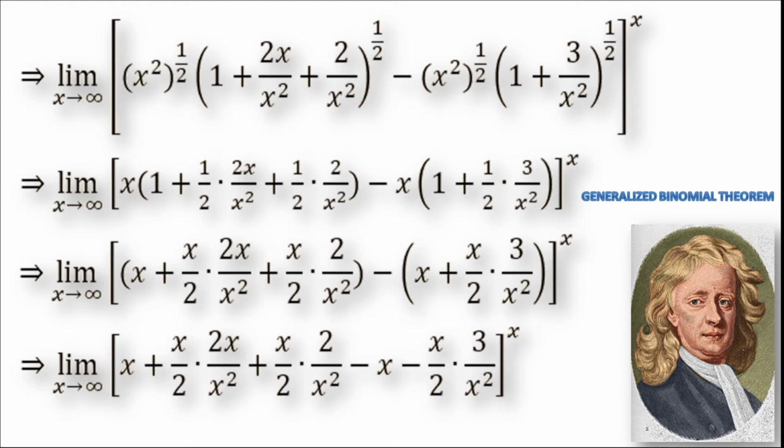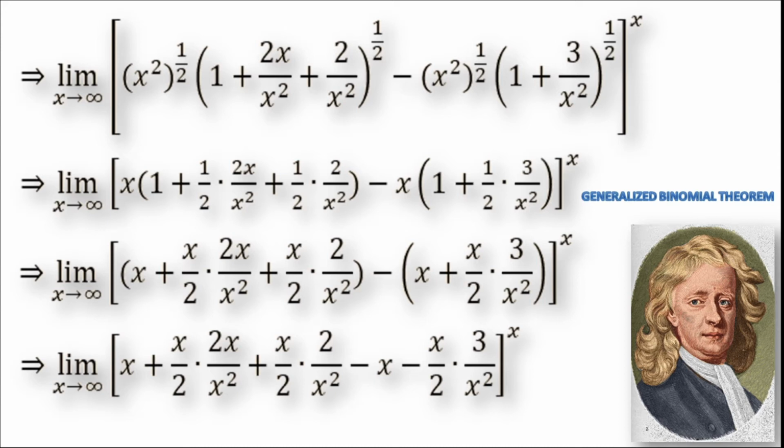So now, after some cancellations, of course, square root of x square is x. After some cancellations, we have within the bracket of the first term 1 plus 1 by 2 times 2x by x square plus 1 by 2 multiplied by 2 by x square. We have just applied the generalized binomial theorem again. That's due to the great Newton who generalized the binomial theorem, Sir Isaac Newton. Salute, sir. Minus x multiplied by 1 plus 1 by 2 times 3 by x square, whole power x.